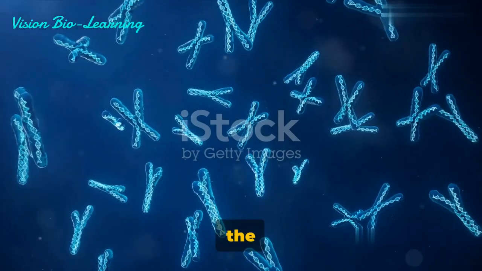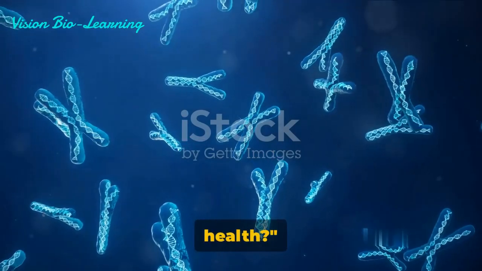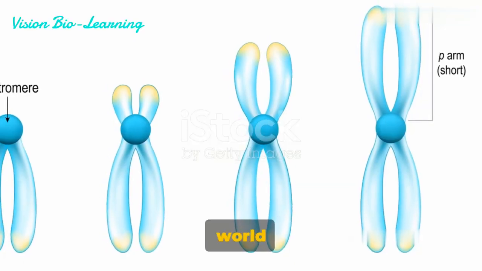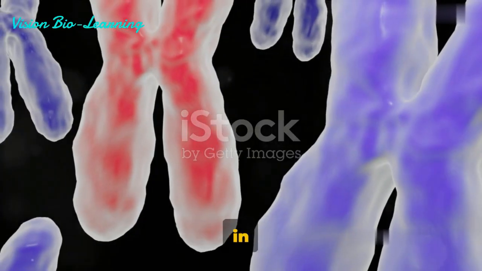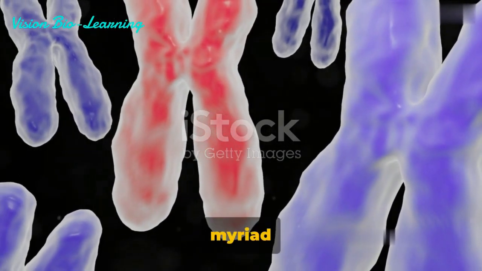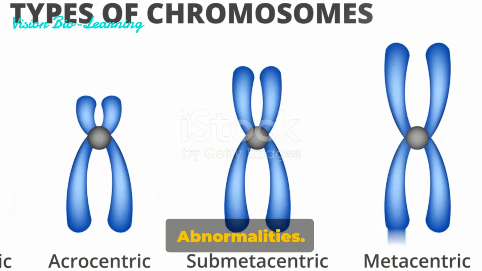Have you ever wondered how the smallest changes in our genes can lead to significant differences in our bodies and health? In the fascinating world of genetics, minute shifts in our genetic material, specifically in our chromosomes, can result in a myriad of genetic conditions. This is the intrigue of chromosome abnormalities.